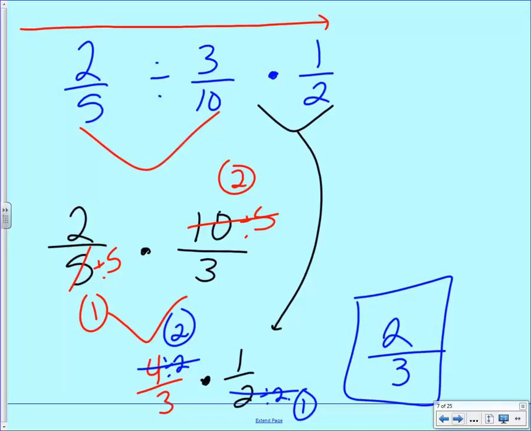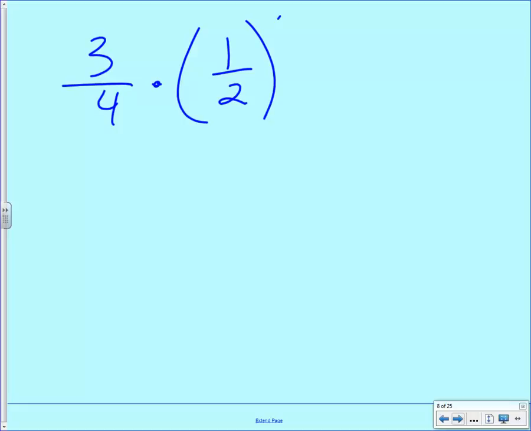Okay, we're going to do one more that has a little more complex of steps, I guess, is a better way to say that. We're going to use some exponents in this next example. So this is going to be 3/4 times, we've got parentheses around this, 1/2, and this 1/2 is all raised to the second power, or squared.